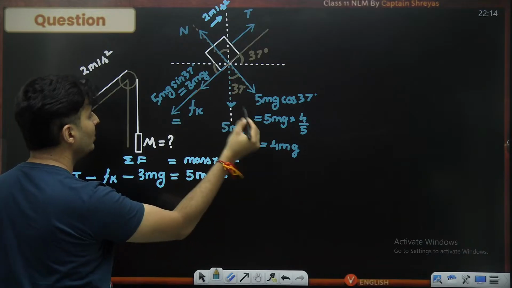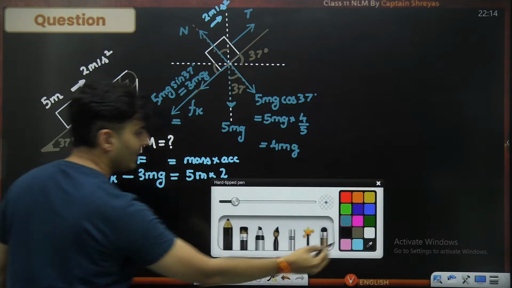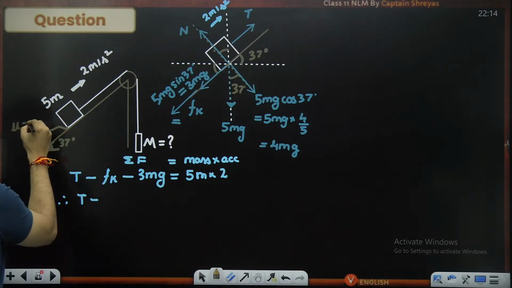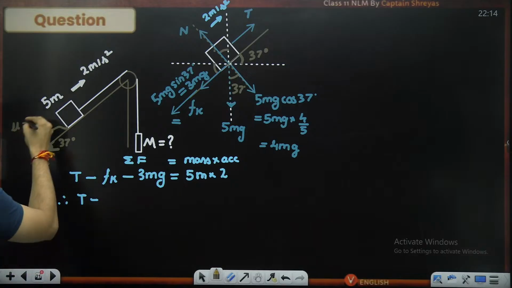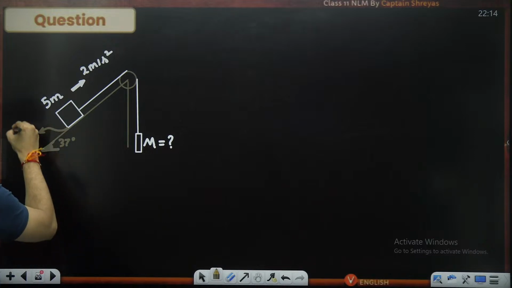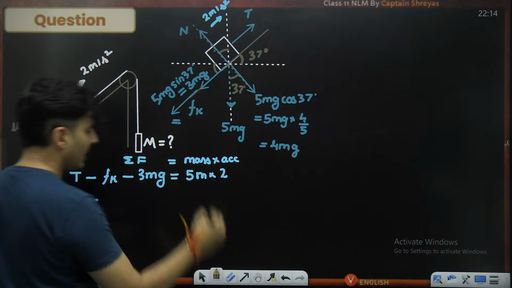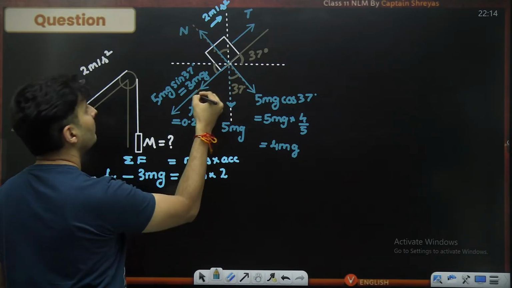Friction is mu into N. Oh, I think mu was missing. My bad, I think I did not give the value of mu. So sorry, guys, mu was needed. So let's say the value of mu is maybe 0.2 or something. I'm taking some random value. So this Fk will be mu, which is 0.2, into the normal.